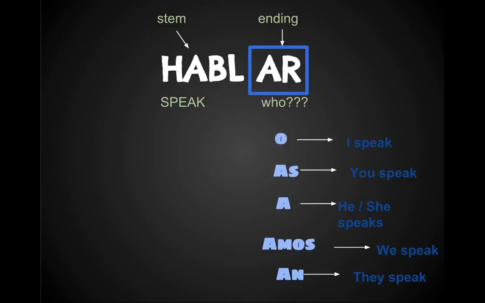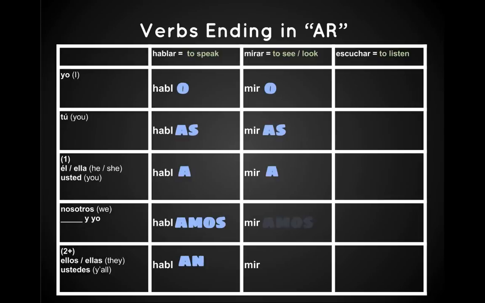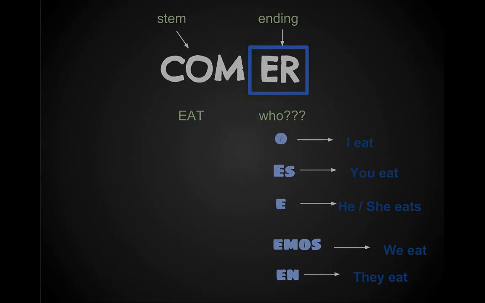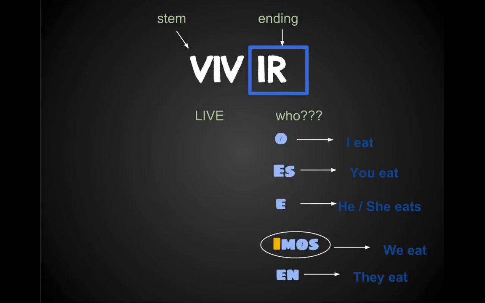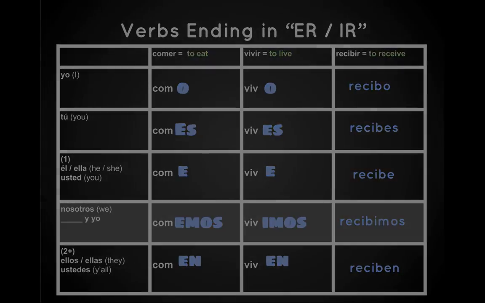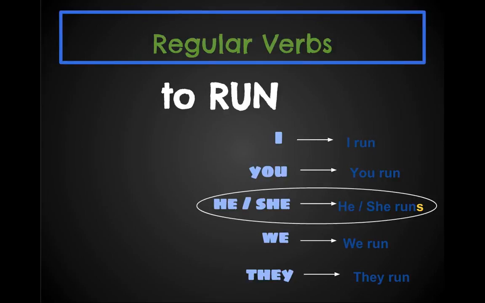You change the end of the verb, the stem tells you what it means, the ending tells you who is doing the action. And we have been practicing all of this stuff recently, so it should be fresh in your mind. We also know about the ER verbs and the IR verbs, how they have their own endings, and how the one that's different is the nosotros form, which brings us back to regular verbs. All we do in English for a regular verb, for present tense, is add an S to the he or she version.